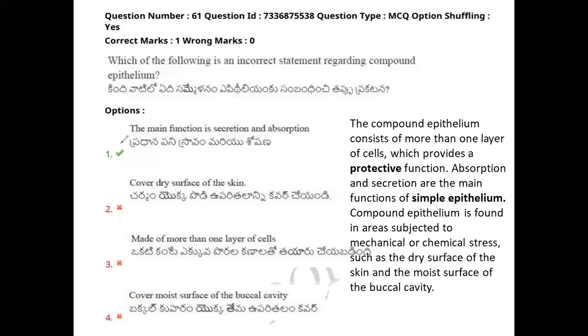Next. Which of the following is an incorrect statement regarding compound epithelium? So this is the correct option. Secretion and absorption are functions of the simple epithelium. Done. Compound epithelium functions are what I have just given you. It consists of more than one layer of cells. The main function is that it is helpful for protection. This is the main point: compound epithelium is helpful for protection.